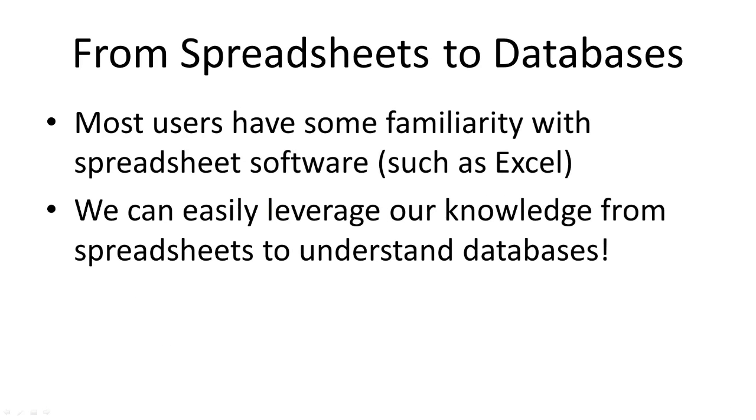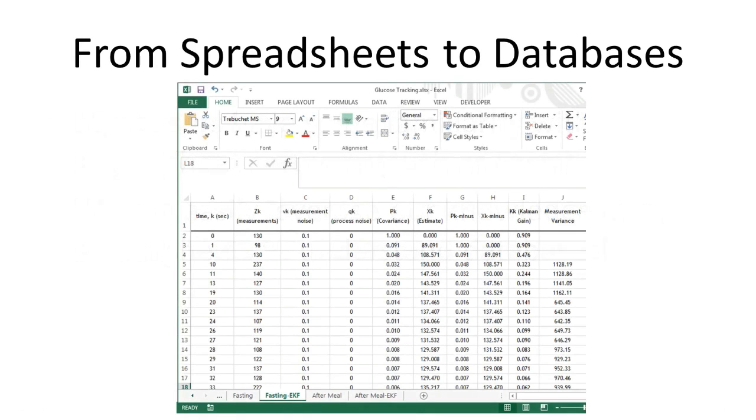So let's go ahead and leverage that knowledge from spreadsheets to understand databases and see the similarities between them. So here we have a picture of what looks like a normal spreadsheet. Here we have the columns. It's just a basic glucose tracking spreadsheet. And we have columns such as time, some measurements, etc., and various rows with different data points. And then at the bottom here we have tabs, which are referencing various sheets in the spreadsheet software.